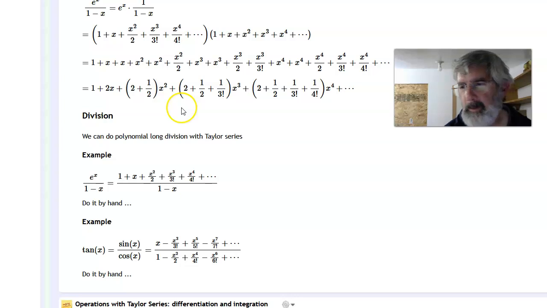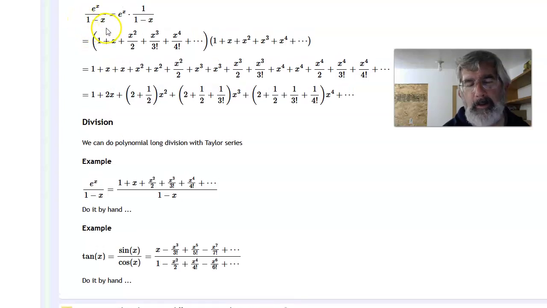Rather than trying to typeset them, I'm going to do them by hand. I want you to see the whole process. We don't do polynomial long division very often, but I want to do it here. I'm going to do the same one, first of all, e to the x divided by 1 minus x.